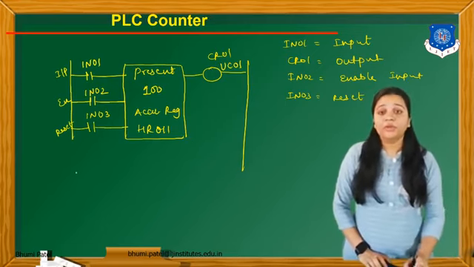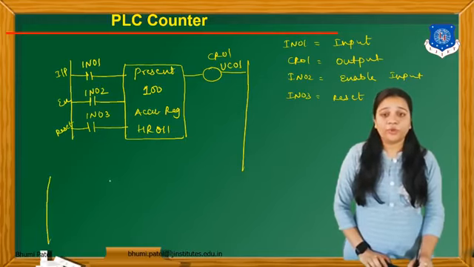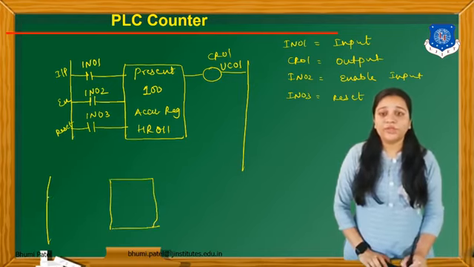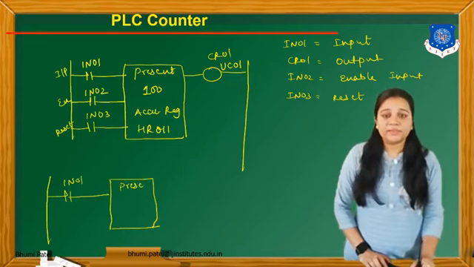Now the next diagram. If we do not draw the three inputs, we can connect the enable and reset as a single pin. The input is as it is for the up counter, and the preset value is as it is.